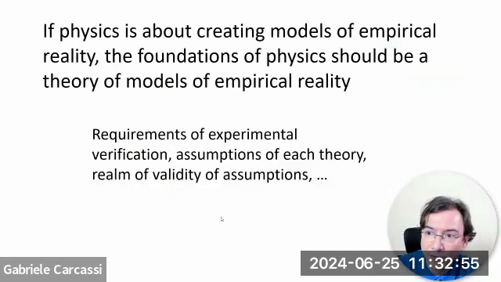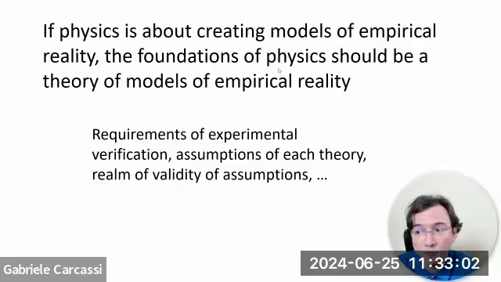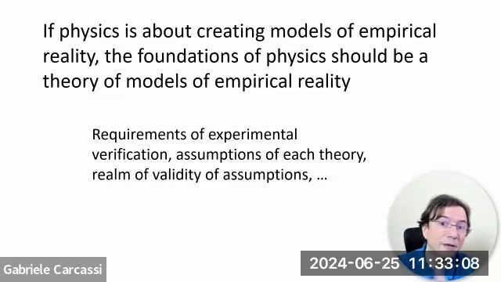The underlying thought is that if physics is about creating models of empirical reality, then the foundations of physics should be a theory of models of empirical reality, so that we know how these models are constructed and what their limitations are, in the same way that in mathematics, the foundation of mathematics is proof theory, so that you know what the limitations of mathematics are and you understand what it means to create proofs. And in computer science, it's really finding what things can be computed or cannot be computed. So this is more or less the same thing.